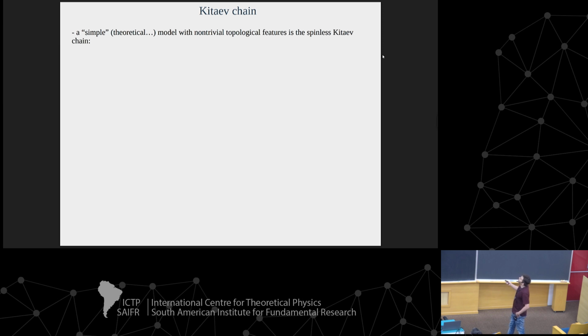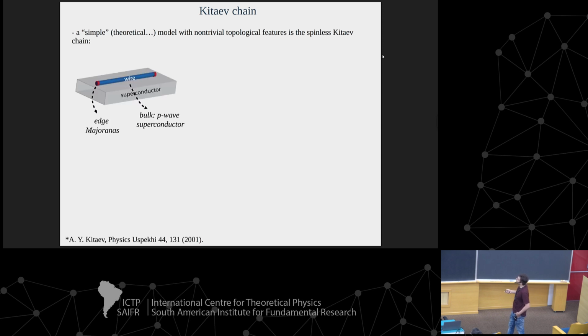The model is what we call the Kitaev chain. It was proposed in 2001 by Kitaev, especially for applications in quantum computation. It's a very simple theoretical model: you have a single one-dimensional wire, in which you can consider effective spinless fermions. They are in contact with a superconductor material in a way that the superconductor induces coherent superconducting, or pairing, interactions among the spinless fermions in your chain.